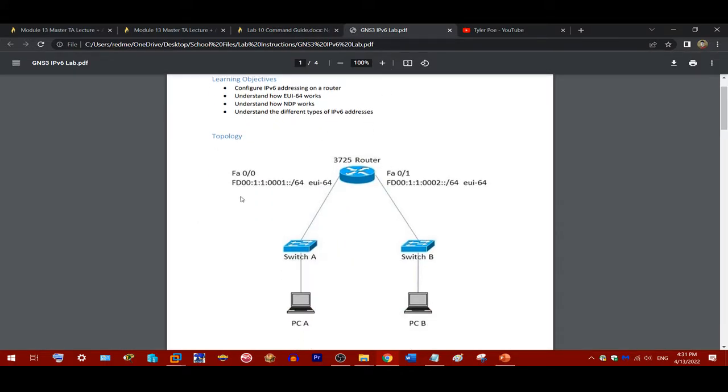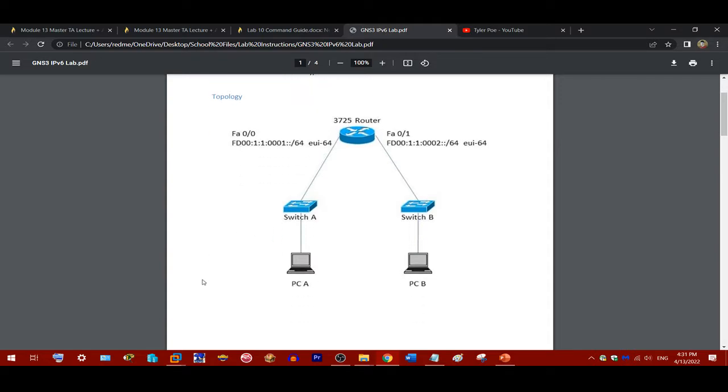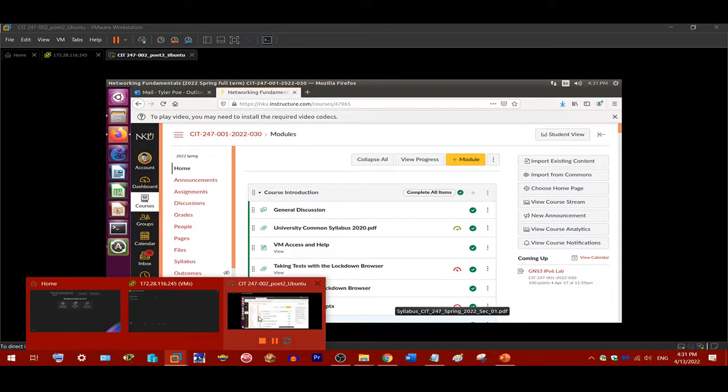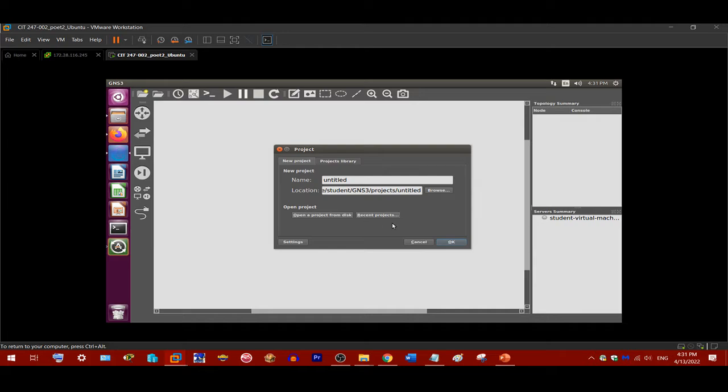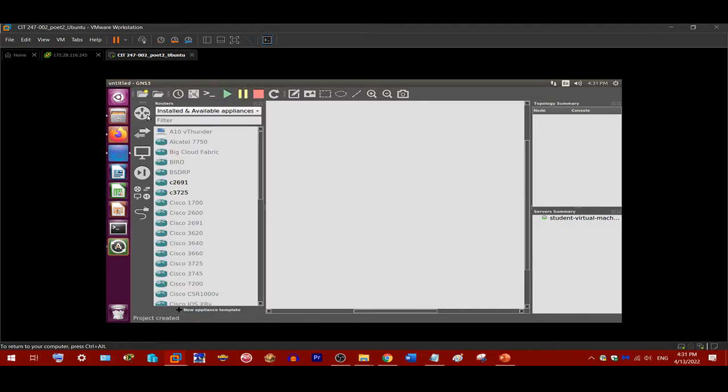So this is the topology for your lab. Please make sure you use the 3725 router image. Do not use the other one because this one is the only one that will work with IPv6 in this lab. It needs to be the 3725 router. We could probably look that up in GNS. So we're just going to create a dummy project here, but if you look here, this is the router you need to use, the C3725 image. You just need one router from here.